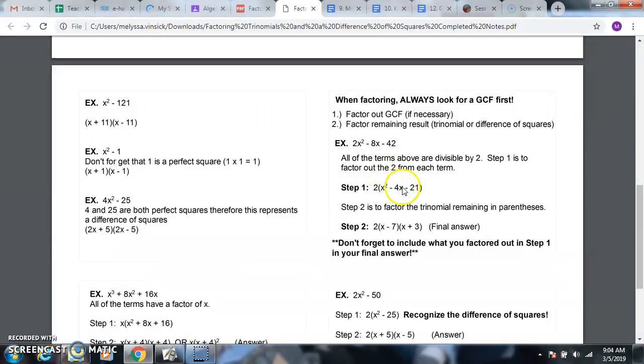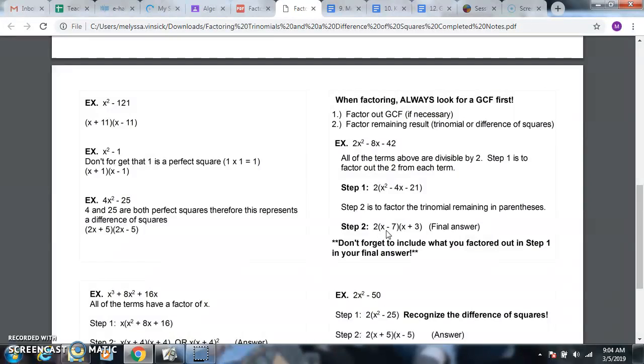Since it's a trinomial, you are looking for numbers that multiply to give you negative 21, and when I add those same numbers, they have to give me a negative 4. So to multiply to give me a negative 21, I have a negative 7 and a positive 3. When I add negative 7 plus 3, that gives me a negative 4 in the middle. So my trinomial factors down. I leave that 2 out front. That GCF has to get carried along to your final answer. It does not just disappear.